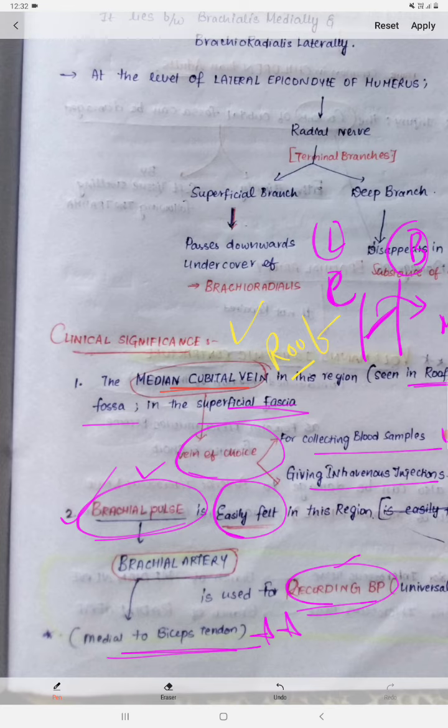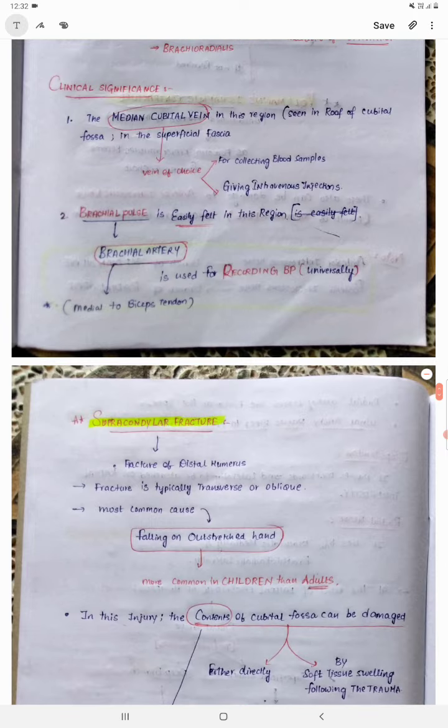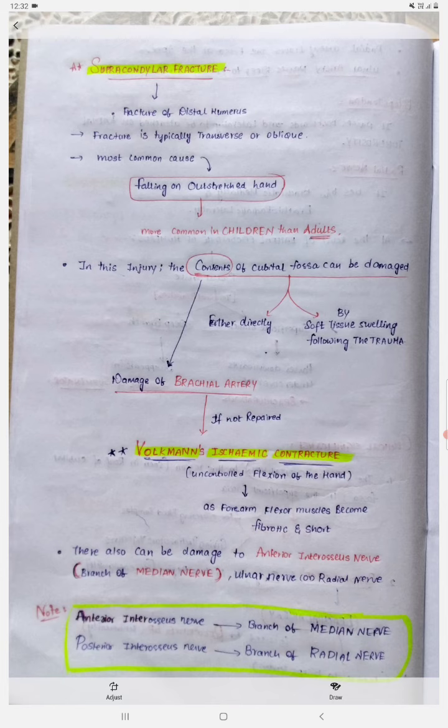It is medial to the biceps tendon. So we completed the two contents of the cubital fossa, and there is another clinical significance. This is actually very important and an extra topic. Please remember this: supracondylar fracture.